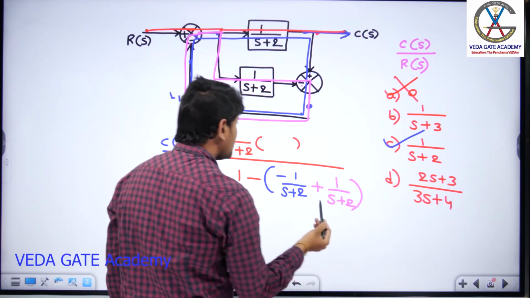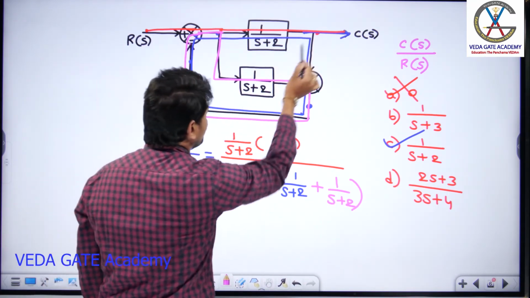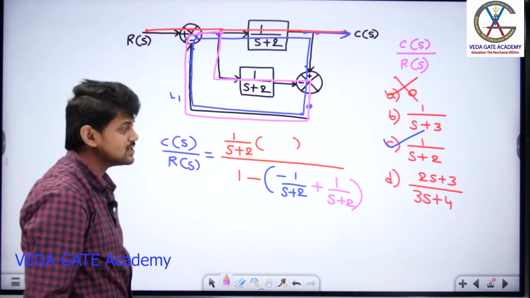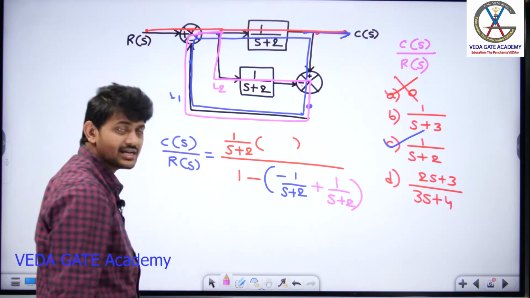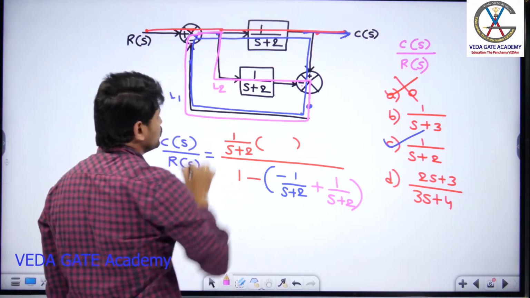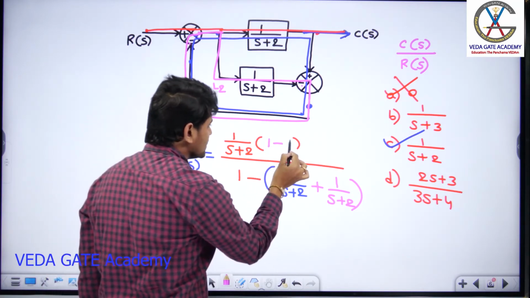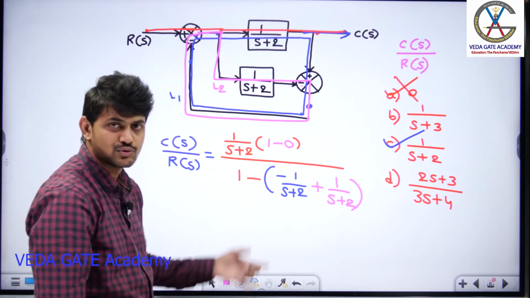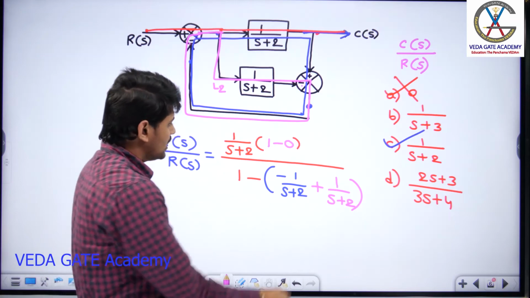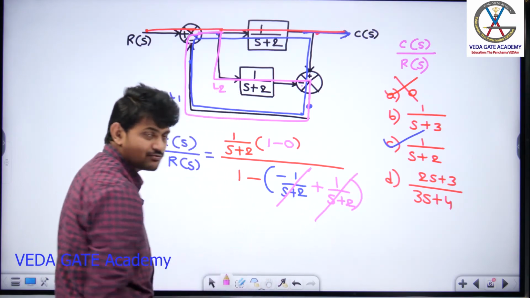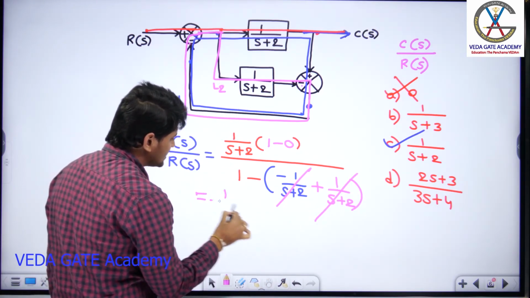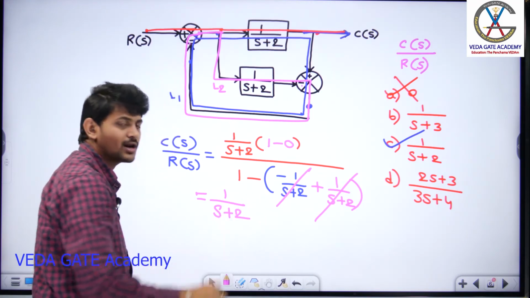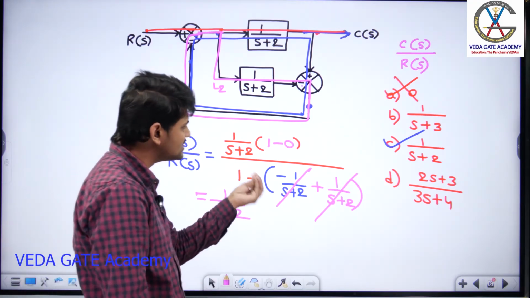Now, for this forward path, red color forward path, can I say these two loops are touching or non-touching? So this is loop L2. I can say for the forward path, these two loops are touching. So since both the loops are touching, there are no loops which are not touching. So the delta 1 becomes 1 minus 0. Now this minus 1 by s plus 2 plus 1 by s plus 2 will get cancelled. And what is the resultant answer I am going to get, guys? 1 by s plus 2. So this is very simple, right?